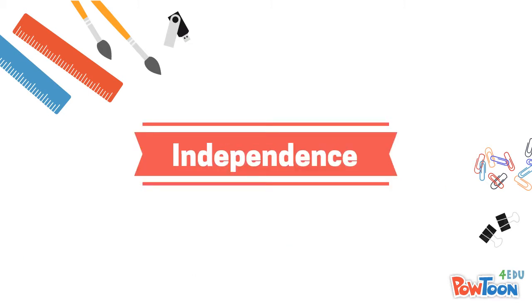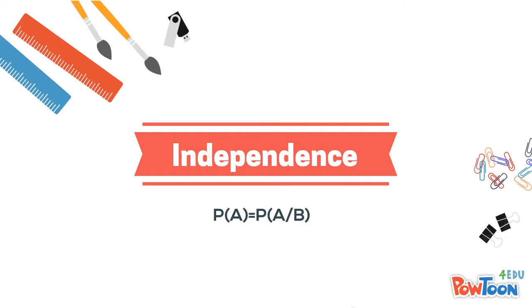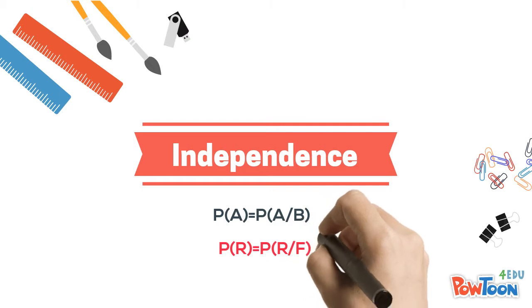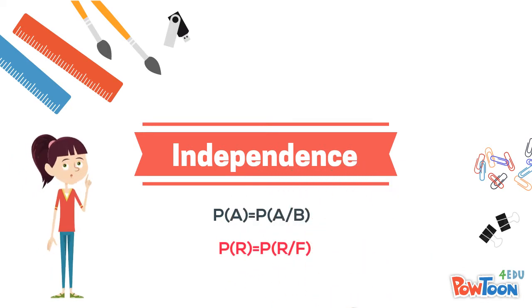One way of checking for independence is as follows. The probability of A is equal to the probability of A given B. In our example, the probability of A is the probability of a red card, and the probability of A given B is the probability of a red card given it's a face card. As we saw, selecting from the entire deck and selecting from a pile of only face cards did not change the probability of selecting a red card. That is independence.